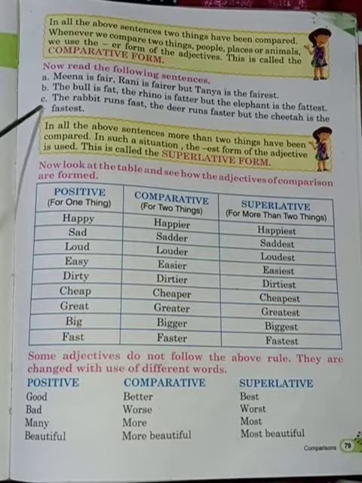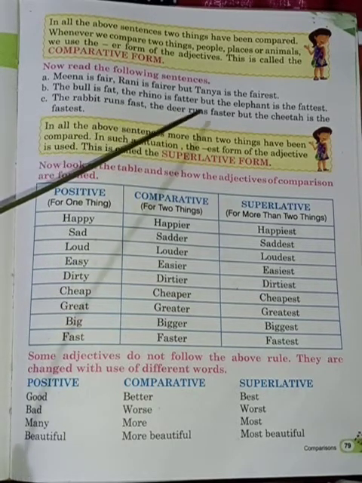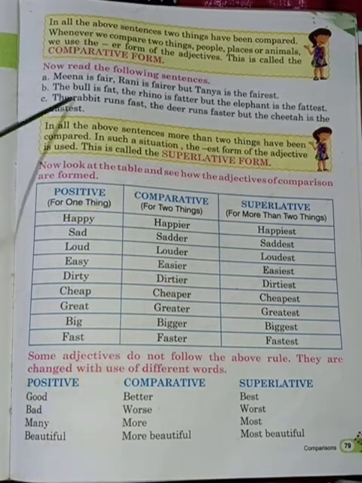Next, C. The rabbit runs fast. The deer runs faster. But the cheetah is the fastest. Means खरगोश तेज दौड़ता है और खरगोश से तेज हिरन दौड़ता है, लेकिन खरगोश और हिरन से भी तेज चीता दौड़ता है.